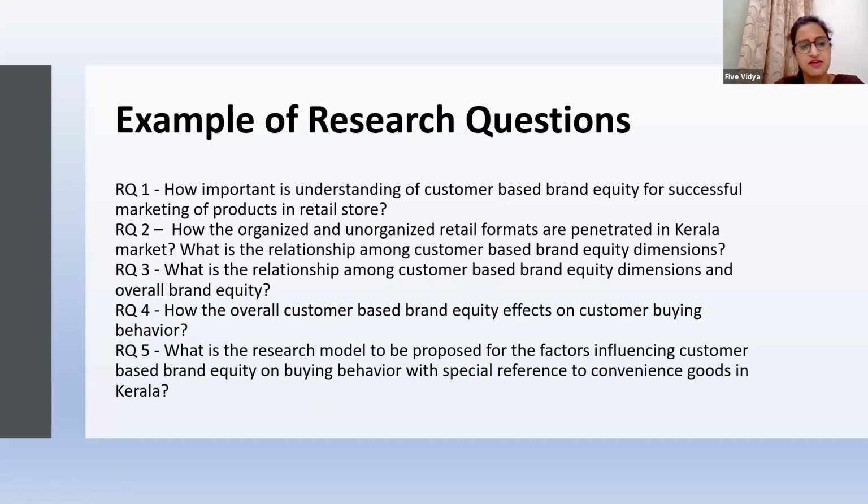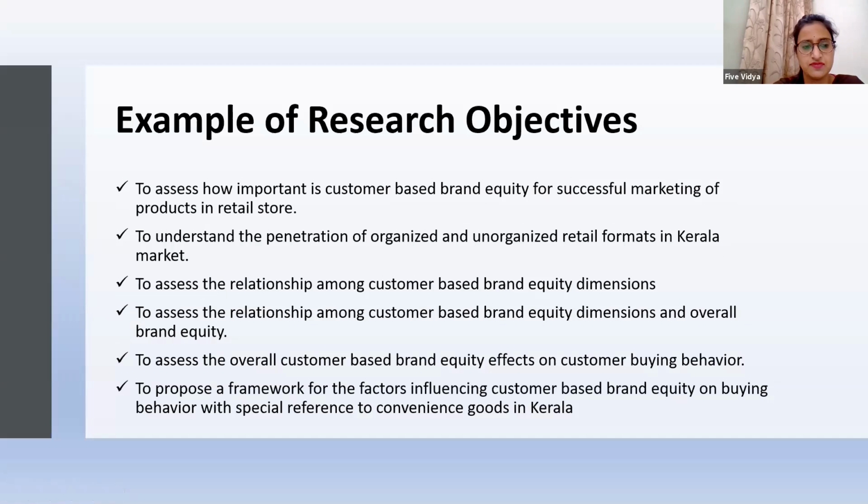So we have 5 research questions here. We can have approximately 6 research objectives, and you can see each of the research objectives starts with to assess, to understand, to propose. So these are the action verbs which you need to consider while you are framing your research objectives.